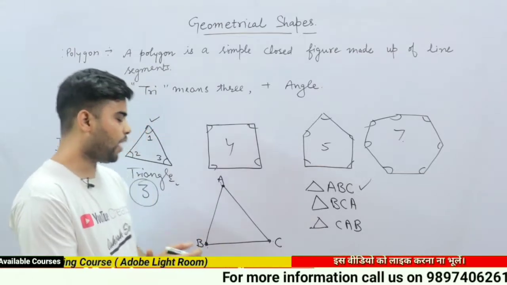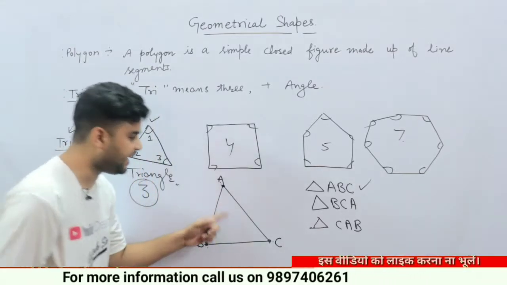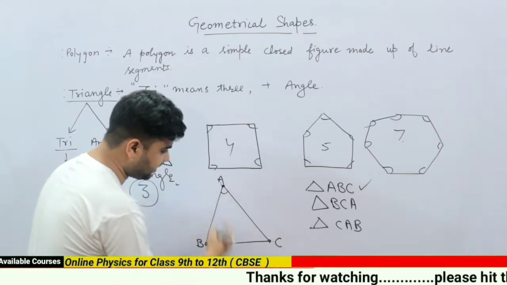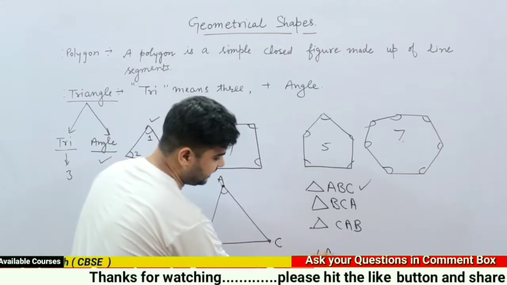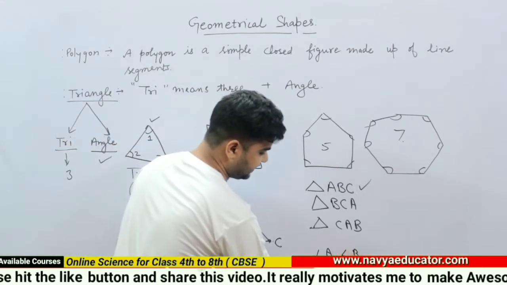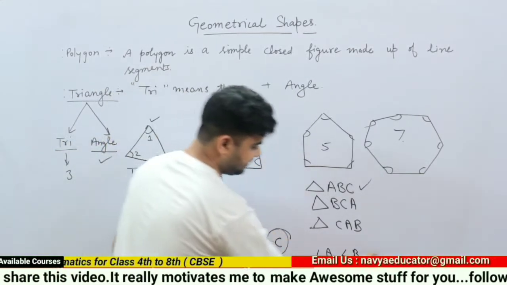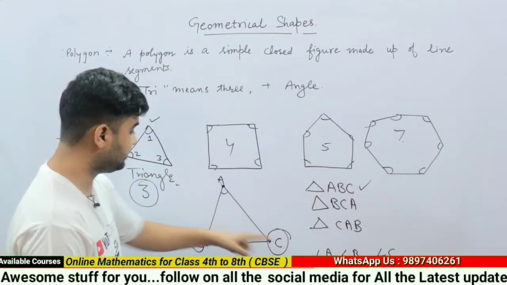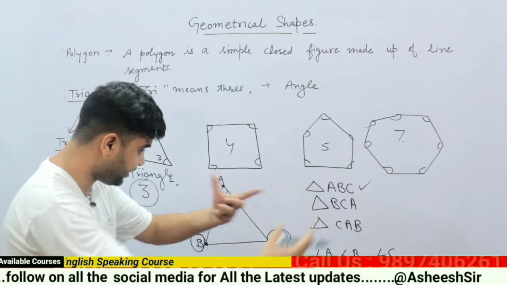So students, we can find 3 angles in a triangle. Angle A, this is the first angle, which is angle A. This is angle B, and this is angle C. So we can also tell the names of these angles in a different way.